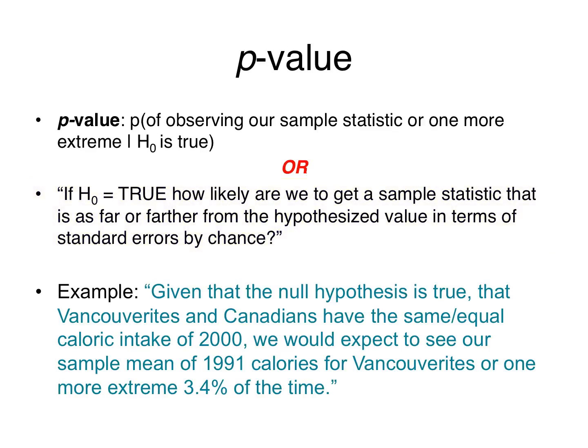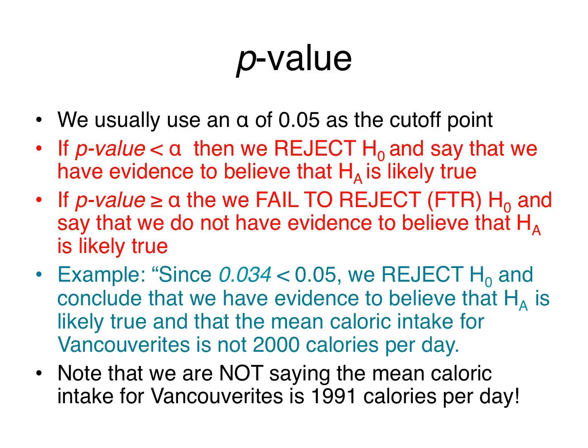So for example, if our p-value was 0.034, we would interpret this as: given that the null hypothesis is true, that Vancouverites and Canadians have the same or equal caloric intake, we would expect to see our sample mean of 1991 calories for Vancouverites, or more extreme, 3.4% of the time. Based on our p-value, we then decide whether to reject or fail to reject our null hypothesis. We make this decision based on our significance level, or alpha, and the alpha most often used is 0.05. And this tells us the probability that we will reject our null hypothesis when it is actually true.